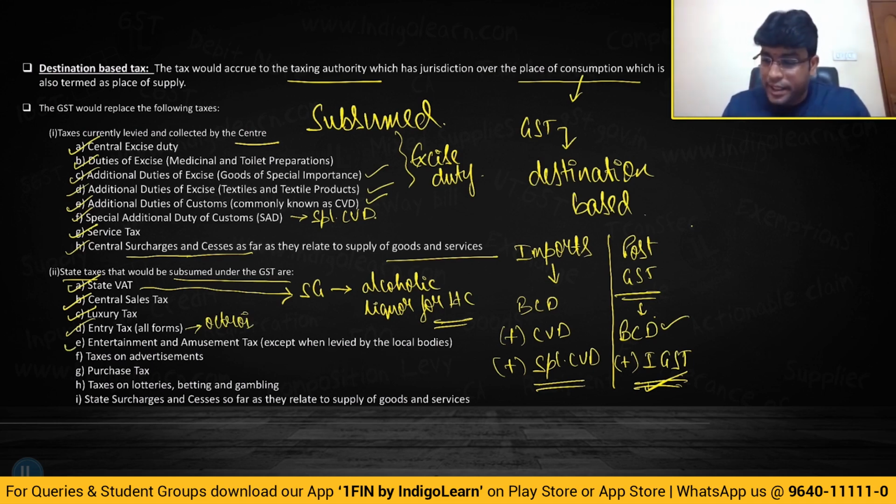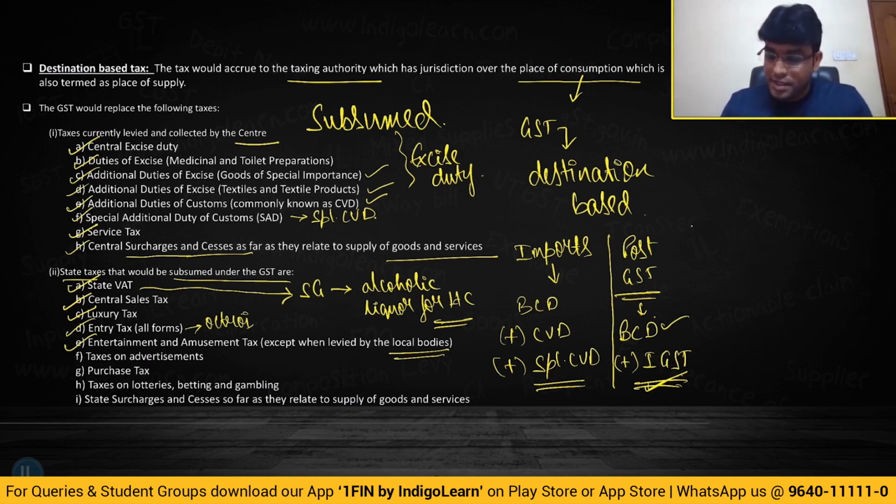Then entertainment and amusement tax. When we used to go to movies, they used to charge entertainment tax. But now, when we go to movies, they don't charge entertainment tax, but they do charge something called GST. That's very clear. Then, except when levied by local bodies, there is something called local bodies like municipal corporations. They collect some taxes and those taxes are not subsumed in GST. Those taxes still continue to exist.